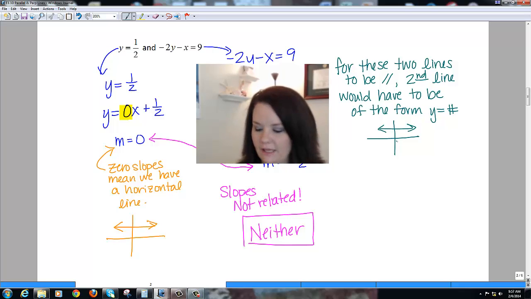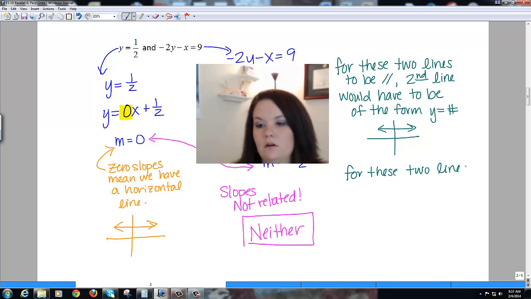So they're not parallel. And then I also want to highlight that in order for them to be perpendicular, okay, for these two lines to be perpendicular, the second line would have to be of the form what?